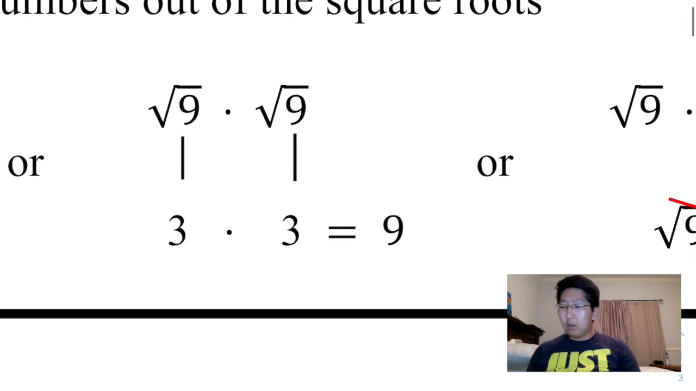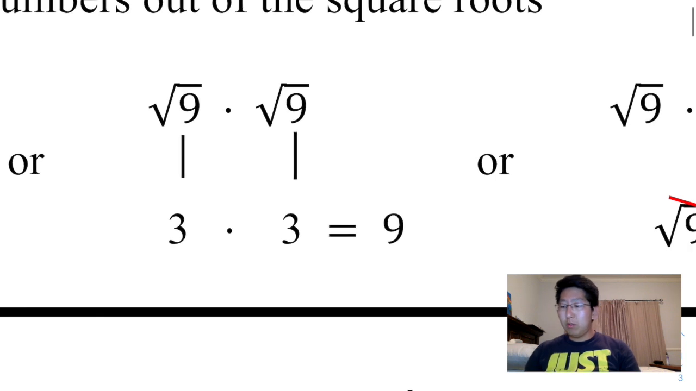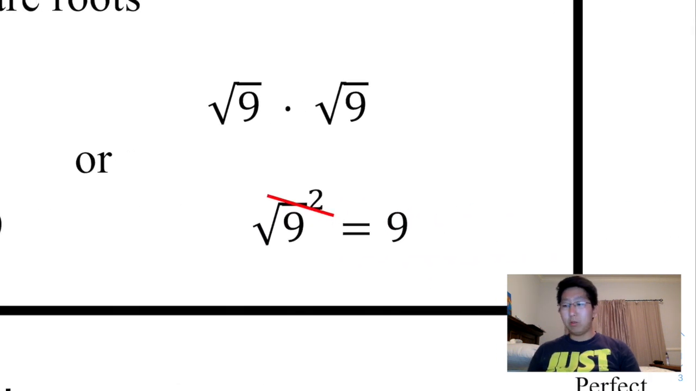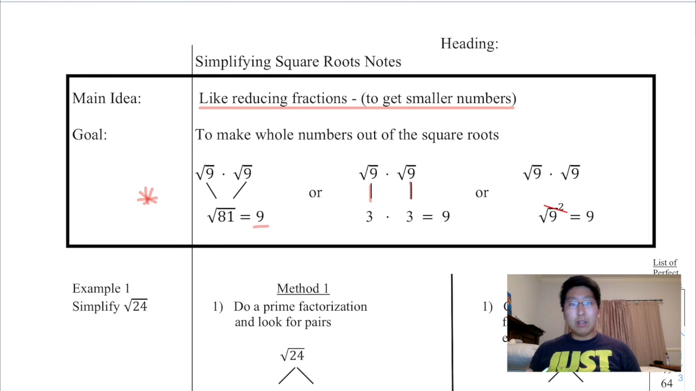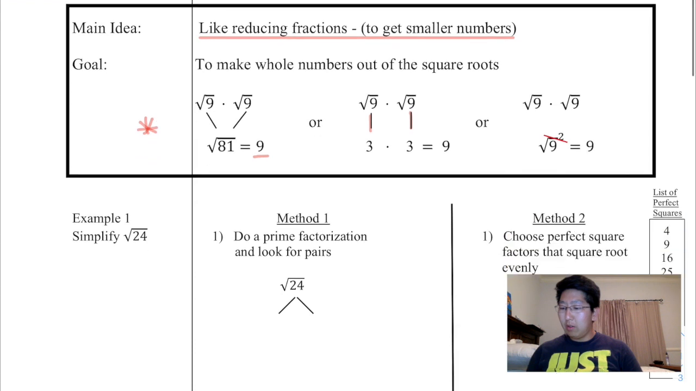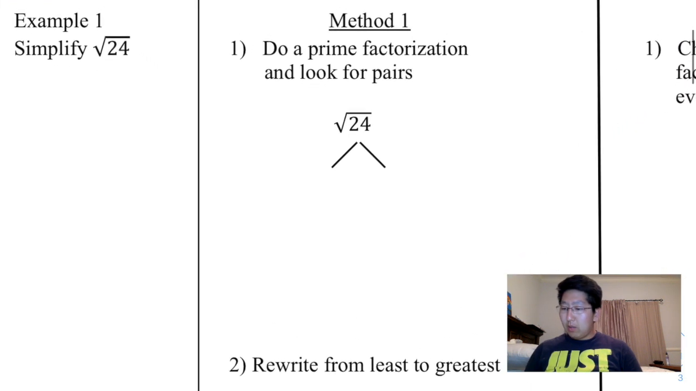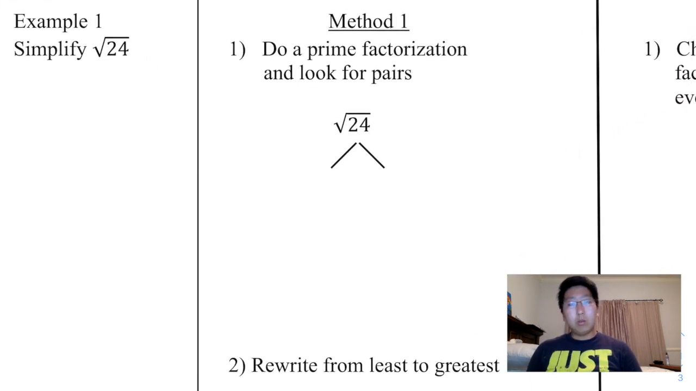Here, we could also look at it like this. The square root of 9 is 3, and the square root of 9 is 3, so 3 times 3 is 9. Okay? Or right here, the square root of 9 times the square root of 9 is the same thing as 9 squared, and right there we can pull the 9 out. Okay? So these are three different ways we could look at the square roots and simplify and pull out the whole number. Okay? So like I said, the goal here is to pull out the whole numbers of the square root. Now, we're going to look at our first example, simplify the square root of 24.